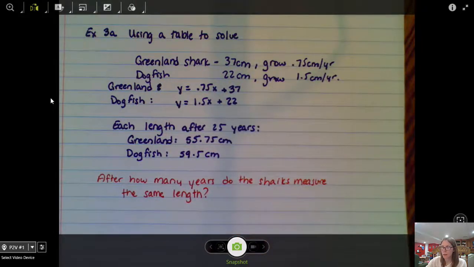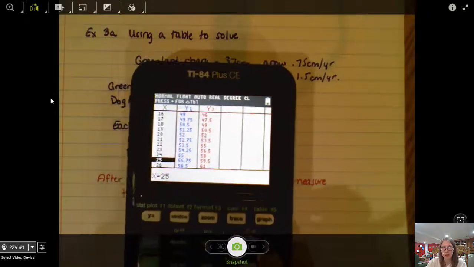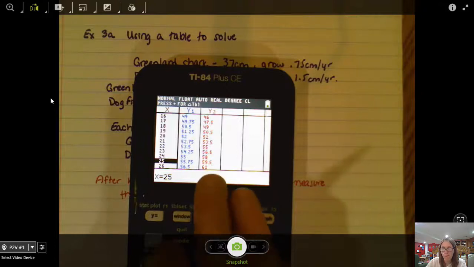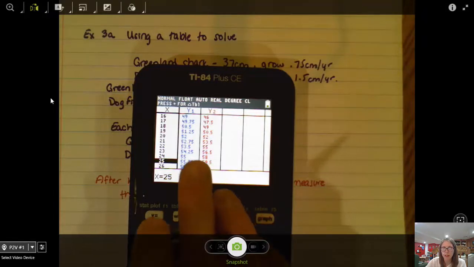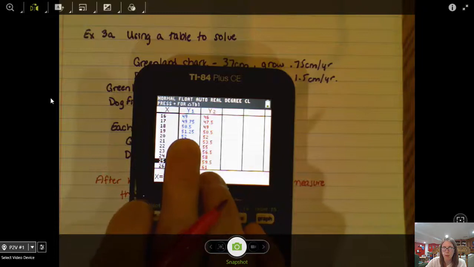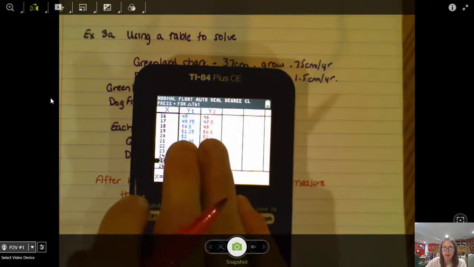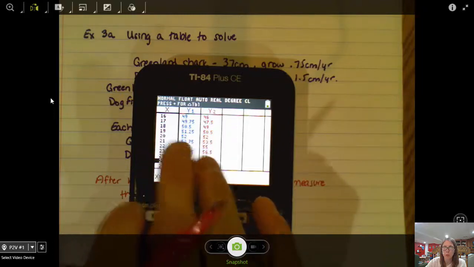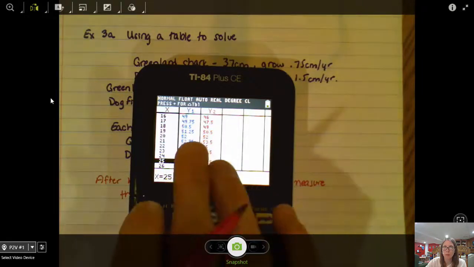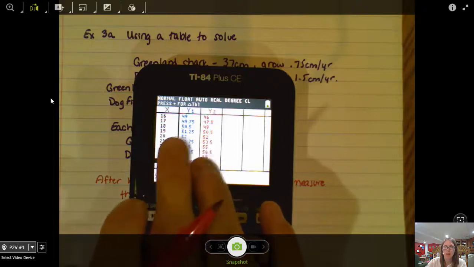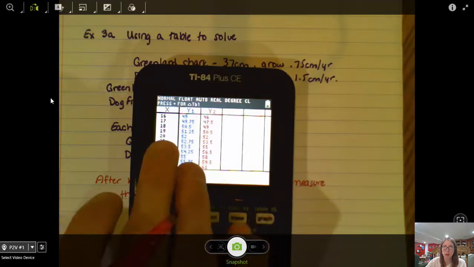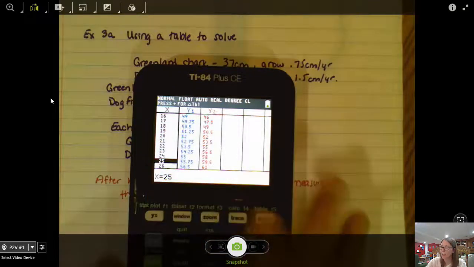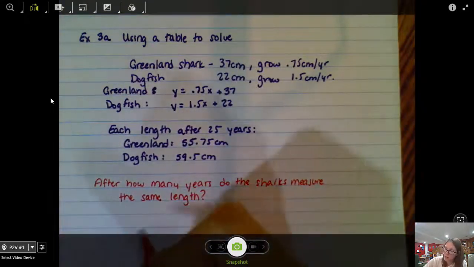So looking back in my table again, let's see if we can find a place where our y values are the same. And just looking at my screen here, oh, there actually is a spot where each function's y value is 52. So where those y values are equal is where those two lines, if you think visually, where these two functions would intersect. So after 20 years, those sharks have the same length.